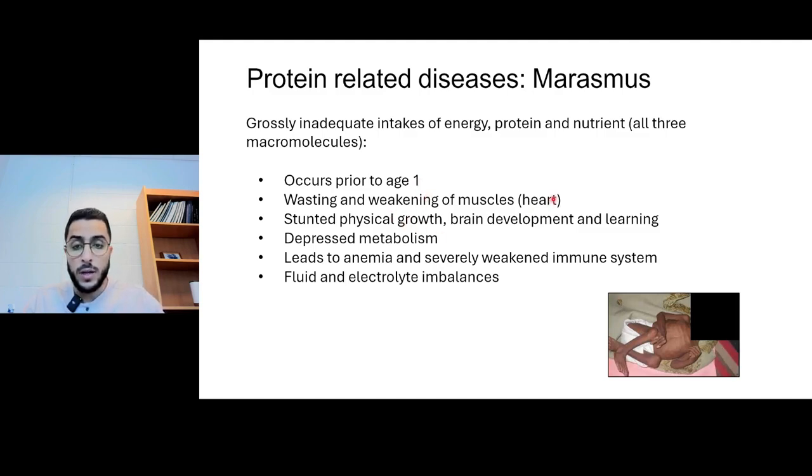That means you're not building a healthy heart. You have problems with brain development and learning. You have depressed metabolism. And it just makes sense, right? You don't have any building blocks to make whatever is necessary for growth. And so you end up having a phenotype like this.